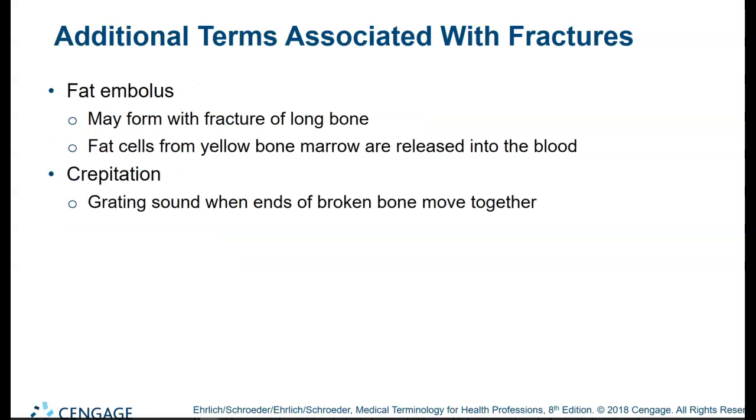One of the things that we may get is a fat embolus. When we get a broken bone, remember that yellow bone marrow is made out of fat. And so if that gets into the blood system, it can actually throw a fat embolus and can cause major issues with our patient. Crepitation or crepitus, that's you get that grating sound when the bones move over together. Sometimes too, if air gets in there, you can actually hear the crepitus as well.